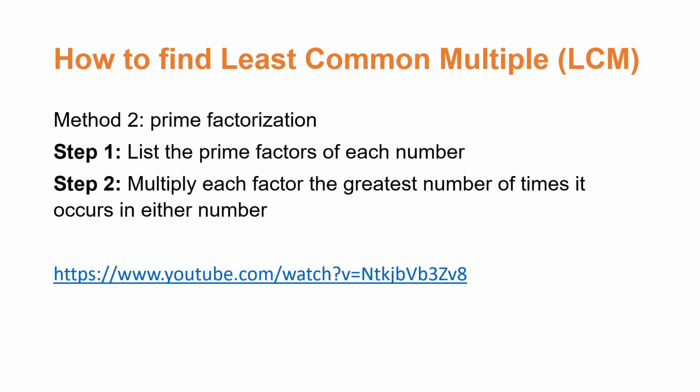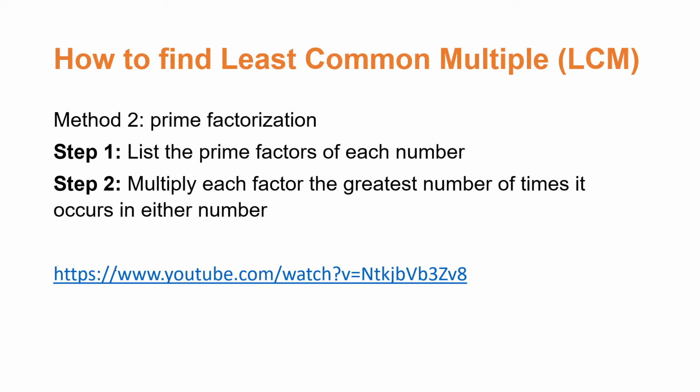So first of all, we're going to list the prime factorization of each number, and then we're going to multiply each factor the greatest number of times it occurs in either number. So it looks tricky for step 2, but later on we'll see that it's basically the same thing. This one is basically easy. Sounds hard, sounds complicated, but it's easy.